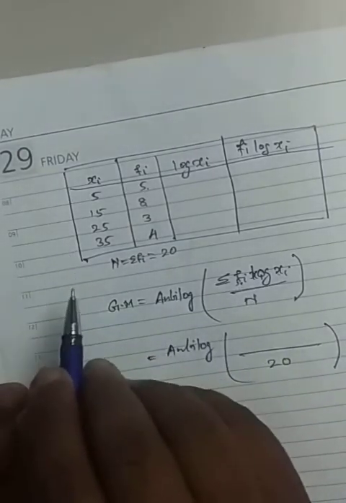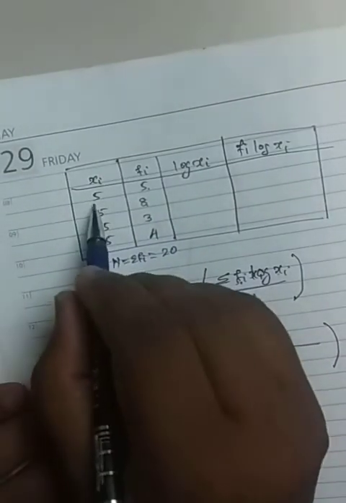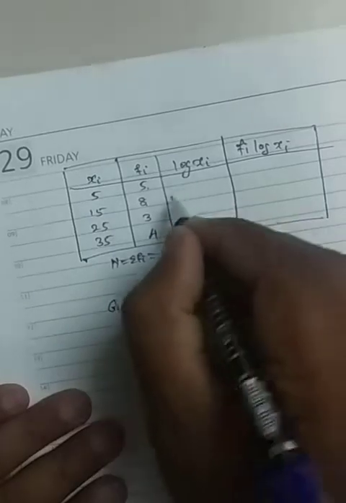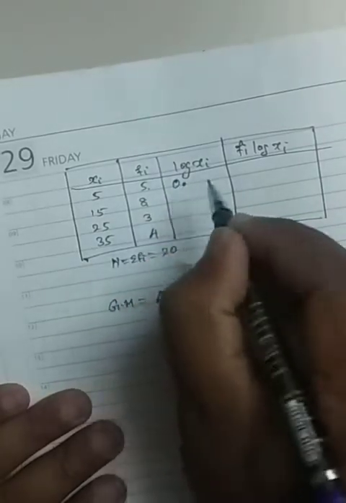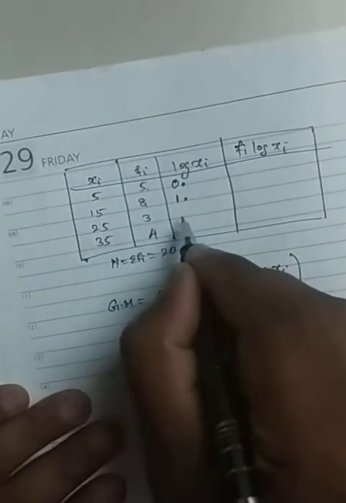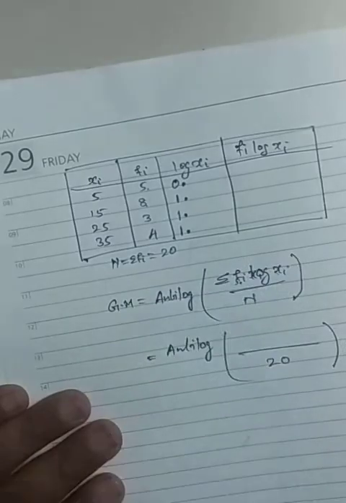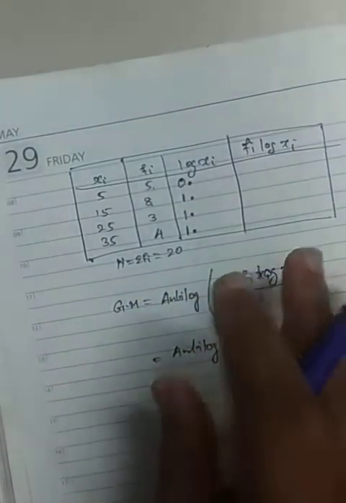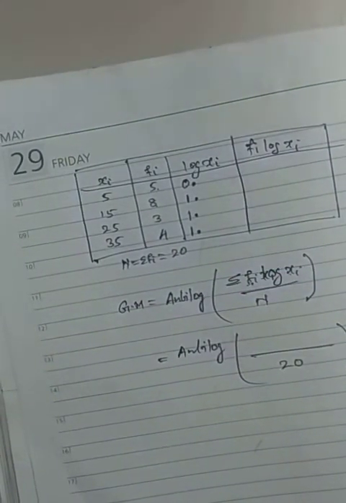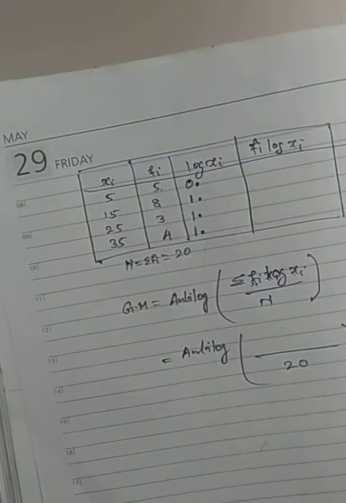Now take xi. How many digits do we write for the characteristic? How many digits? 1. So 1 is gone now, it will be 0 point. This is 2 digits, so the answer is 1 point. Is it clear? Now we have to go with the logarithmic table, and then we have to get the value.